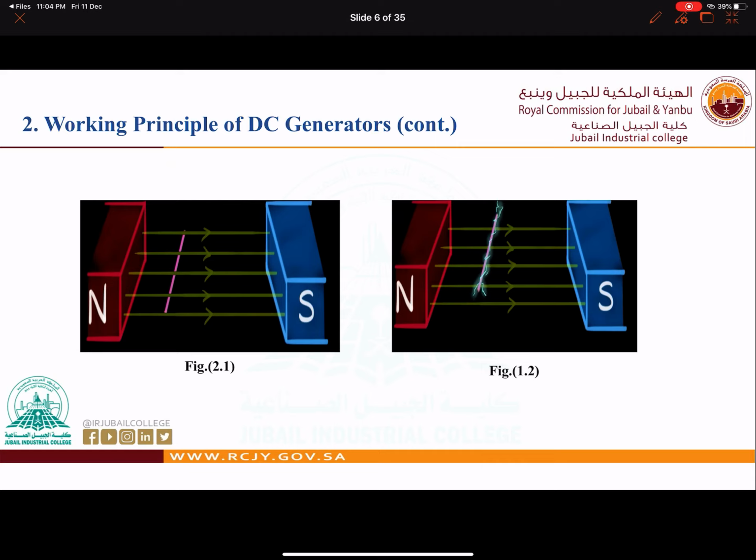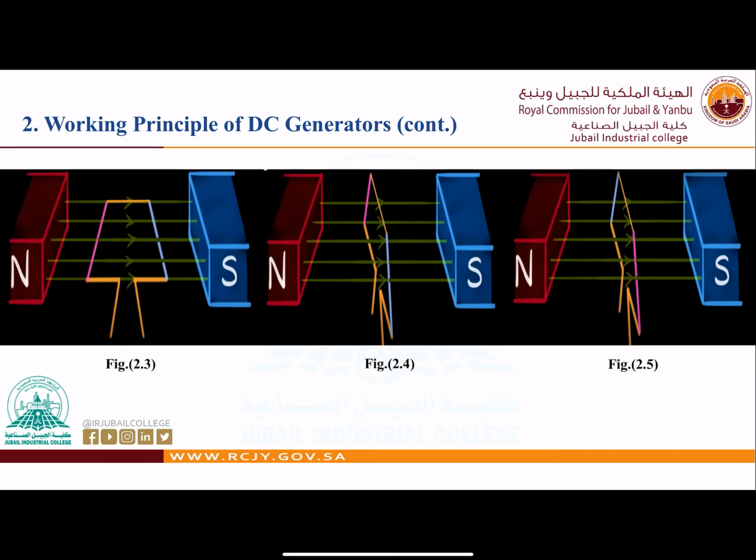Now, if we have a metallic bar, it is not moving on the left side. On the right side, figure 1.2, this bar is moving and cutting the magnetic field lines. If it cuts the magnetic field with continuous up and down movement, we will have what? We will have electricity. And this is the basic concept.